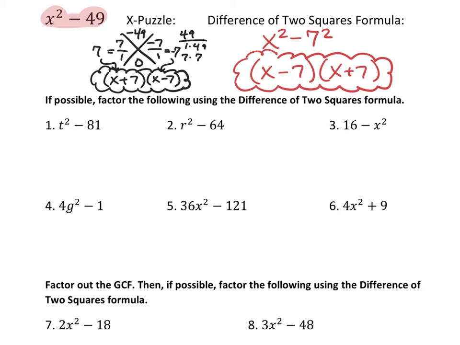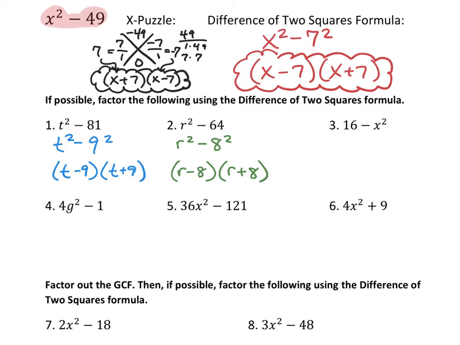t squared minus 81. I'm really hoping that you notice that 81 is on my perfect squares chart. It's 9 squared. So I know that this is going to be t minus 9, t plus 9. That's it. I've already factored it. If I wanted to factor r squared minus 64, hopefully you'd recognize that this is r squared minus 8 squared. First minus second, first plus second. Those are my factors, r minus 8 and r plus 8.